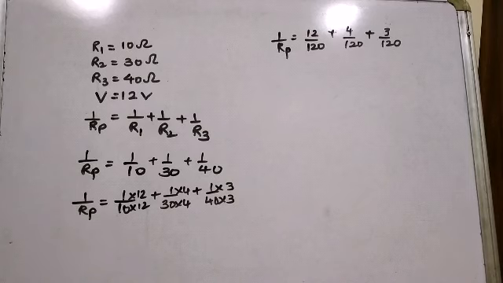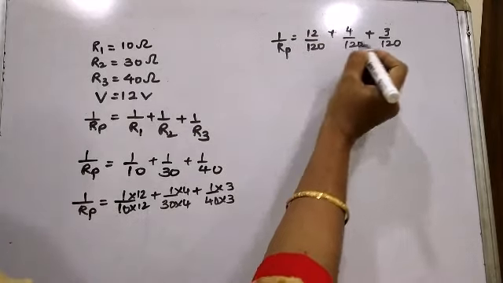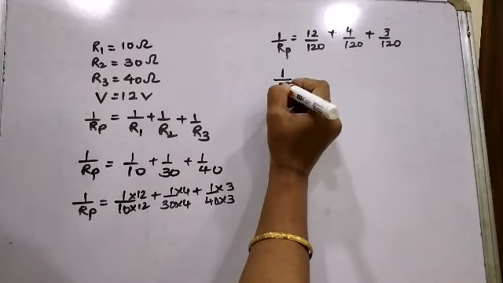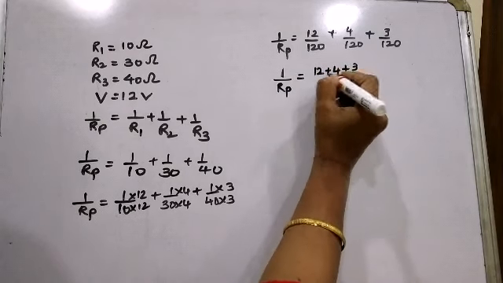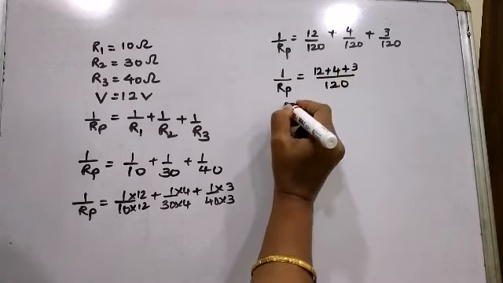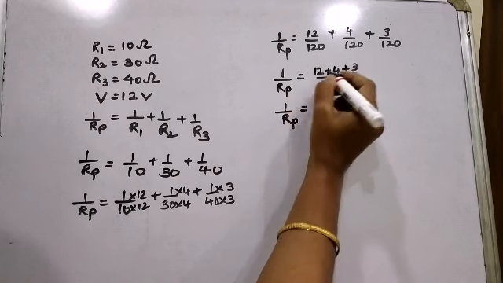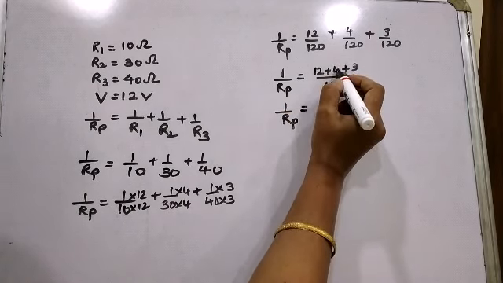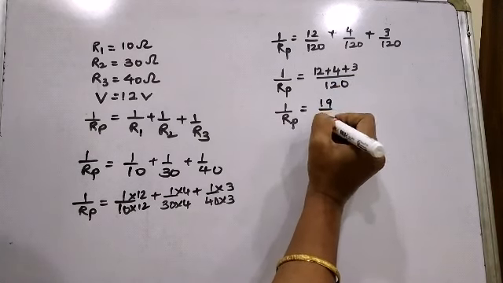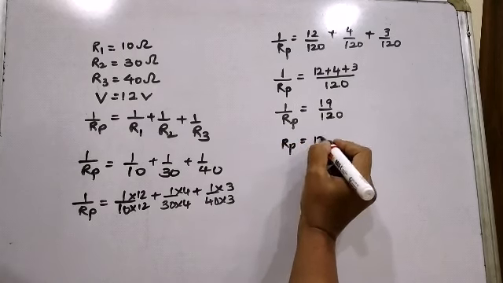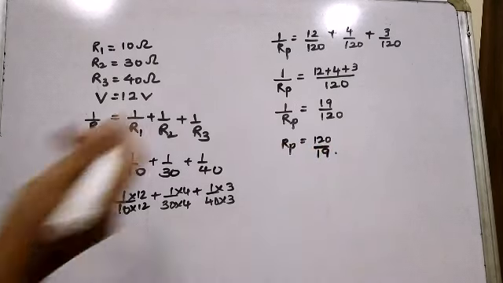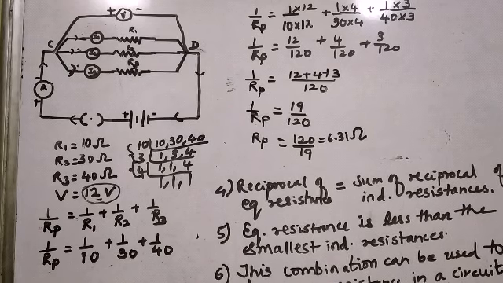So see here, we have got a common denominator, and what is the common denominator? 120. So what do we get in the numerator? 1 upon Rp is equal to 12 plus 4 plus 3 upon the common denominator 120. So 1 upon Rp will be equal to 12 plus 4 is 16, 16 plus 3 is 19, 19 upon 120. So by invertendo, Rp will be equal to 120 upon 19. And 120 divided by 19 is equal to 6.31 ohms.